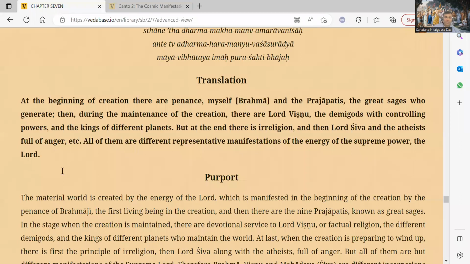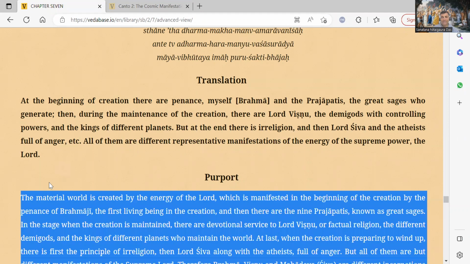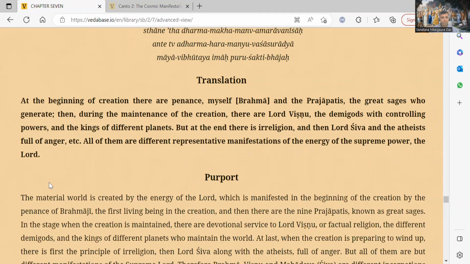But anyway, Kalki Avatar is done. So at the end of the Yuga, there's again a restart going to happen, so he's concluding with what his own position is as well. At the beginning of creation, there are penance, myself, Brahma, and the Prajapatis, the great sages, who generate. Then during the maintenance of the creation, there are Lord Vishnu, the demigods and the controlling powers, and the kings of the different planets. But at the end, there is irreligion, and then Lord Shiva and the atheists full of anger, etc.